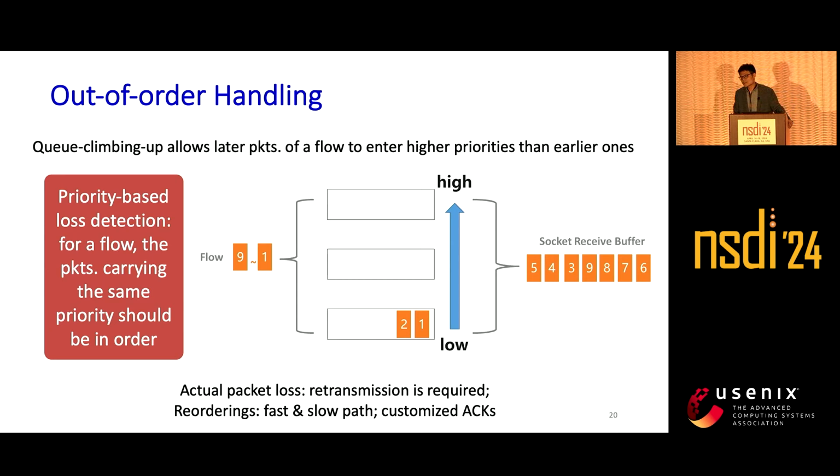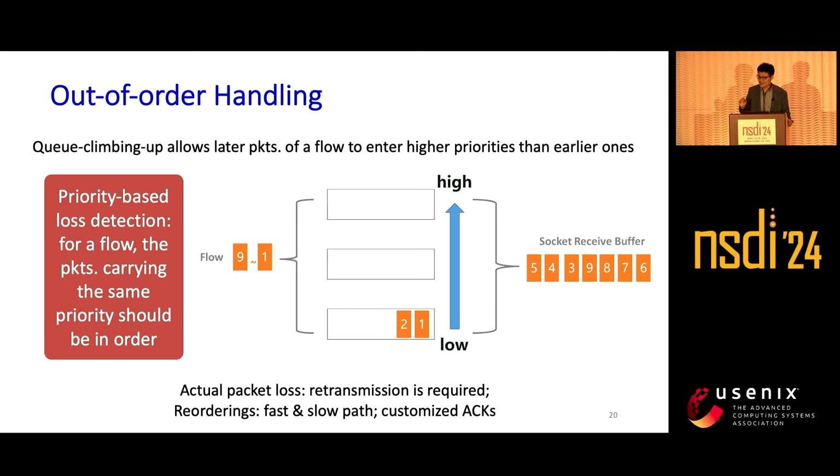So in addition to the scattering design, we must also address the out-of-order issue. This is because the QCLIMB up phase will allow the later packets of a flow to enter higher priority queues than earlier ones, but the default TCP out-of-order handling will consider this event as loss and trigger unnecessary retransmission.